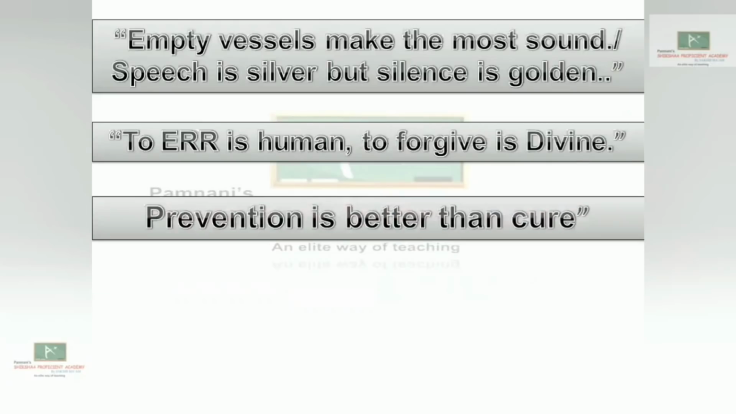Next, we have prevention is better than cure. समय रहते सावधानी रखना बाद में पछताने से बेहतर है. It means it is easier to stop something happening in the first place than to repair the damage after it has happened.